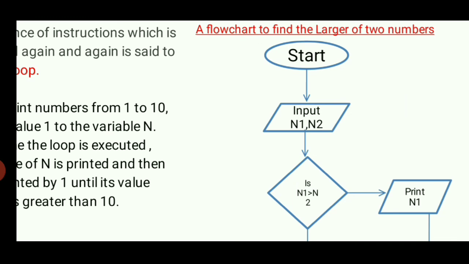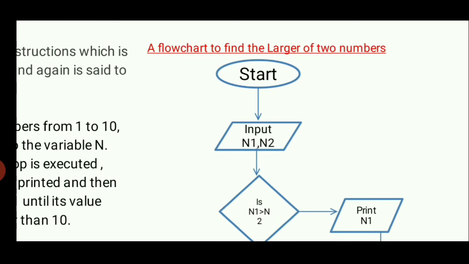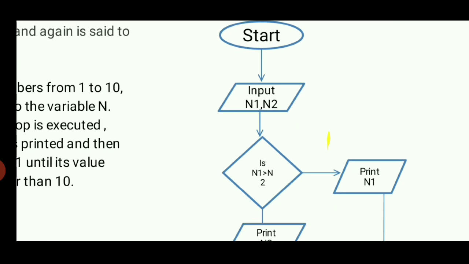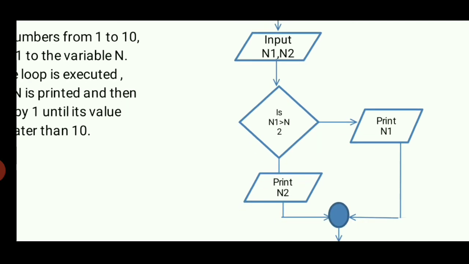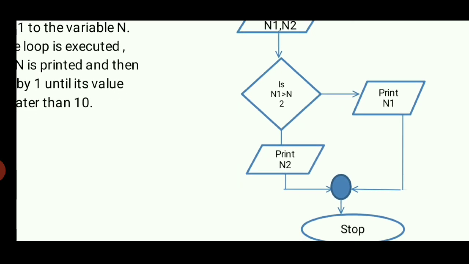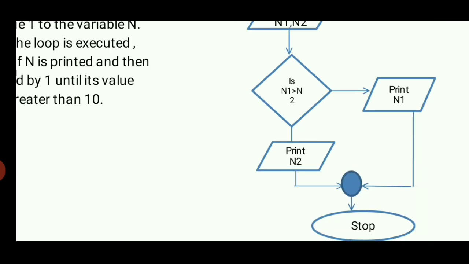And you can see here one flowchart for a different question, to find the larger of two numbers. See here, my condition is n1 greater than n2. If n1 is greater, then print n1. If n2 is greater, then print n2, and this connector connects these two parts and then stop. The yes part means n1, the no part means n2. If n1 is greater, yes, you print n1. If n2 is greater, no, then print n2.